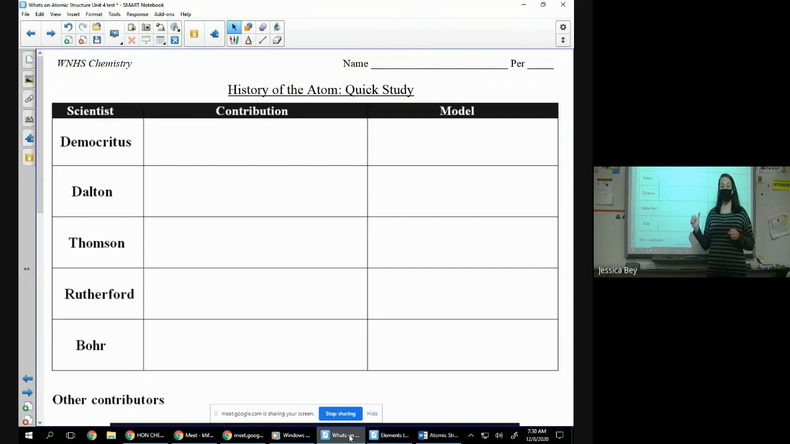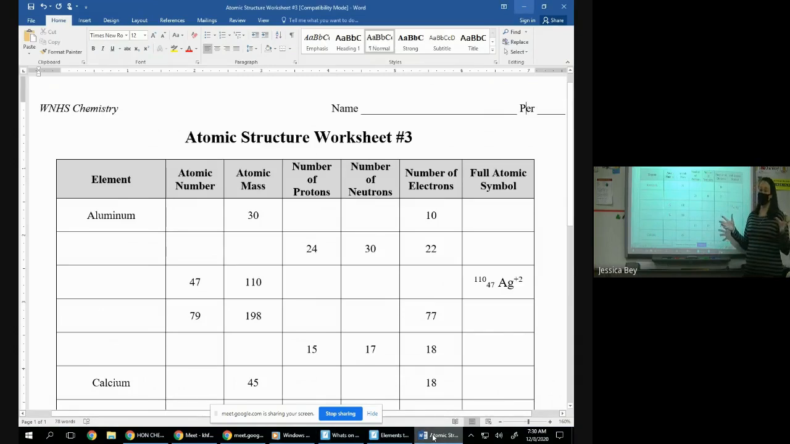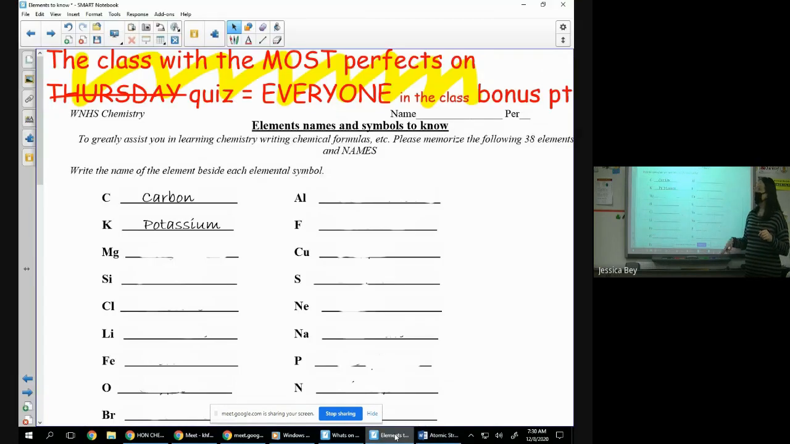I will go over this at the end of the period. Like I said, you can do atomic structure number 3. If you're feeling it, do some of it. You'll see that on the quiz. And then get into these.